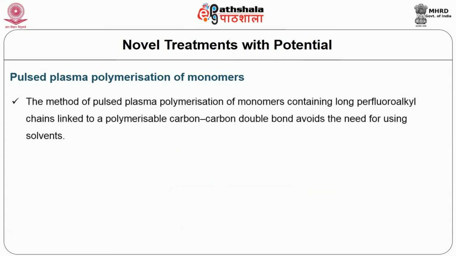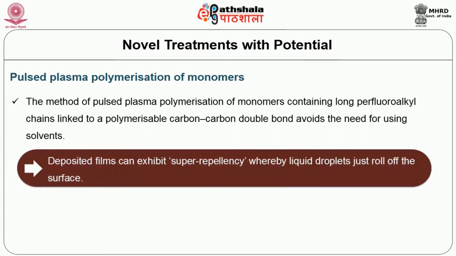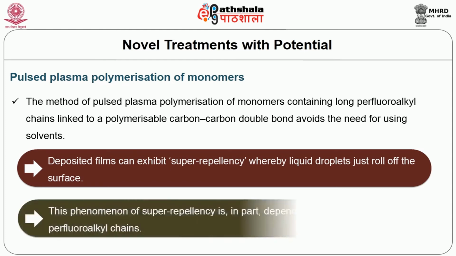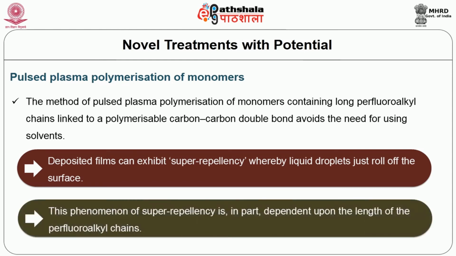The method of pulsed plasma polymerization of monomers containing long perfluoroalkyl chains linked to a polymerizable carbon-carbon double bond avoids the need for using solvents. Deposited films can exhibit super repellency whereby liquid droplets just roll off the surface. This phenomenon of super repellency is in part dependent upon the length of the perfluoroalkyl chains.